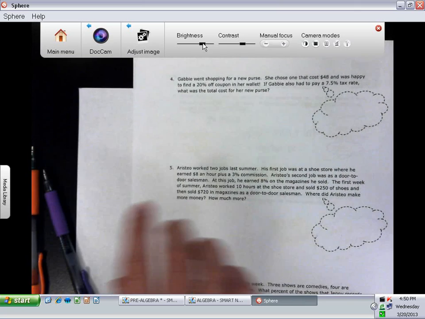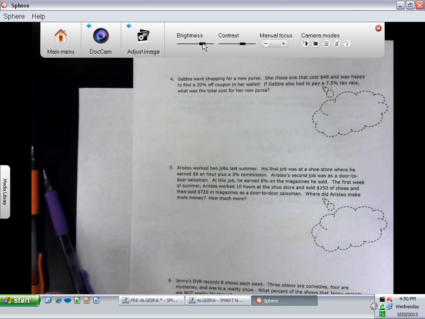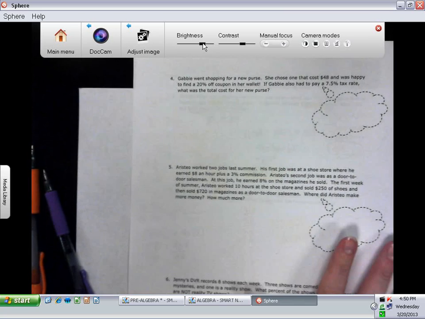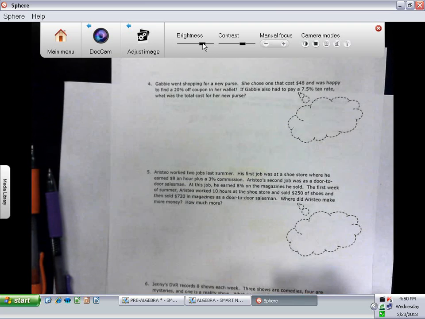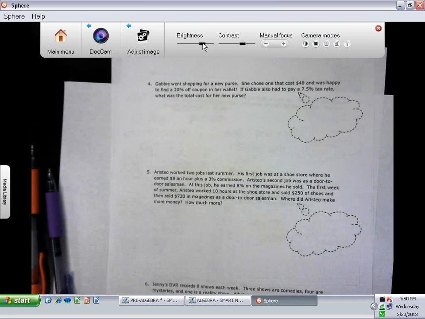Gabby went shopping for a new purse. She chose one that cost $48 and was happy to find that she had a 20% off coupon in her wallet. If Gabby also had to pay a 7.5% tax rate, what was the total cost for her new purse?